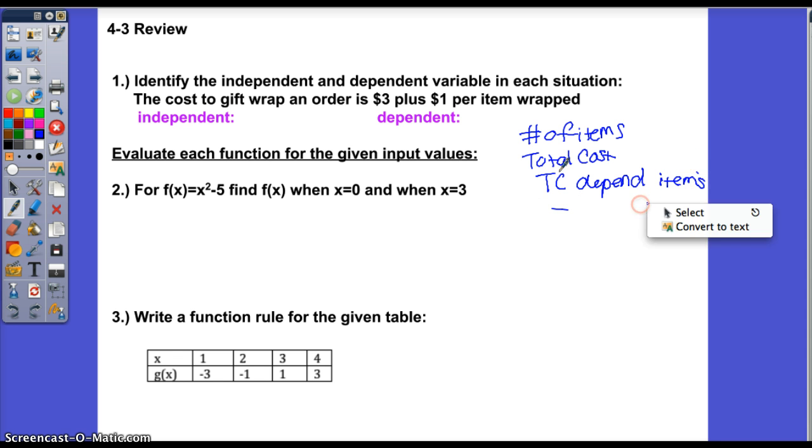And I would say this. So you know that your dependent variable is your total cost, and your independent variable is the number of items.